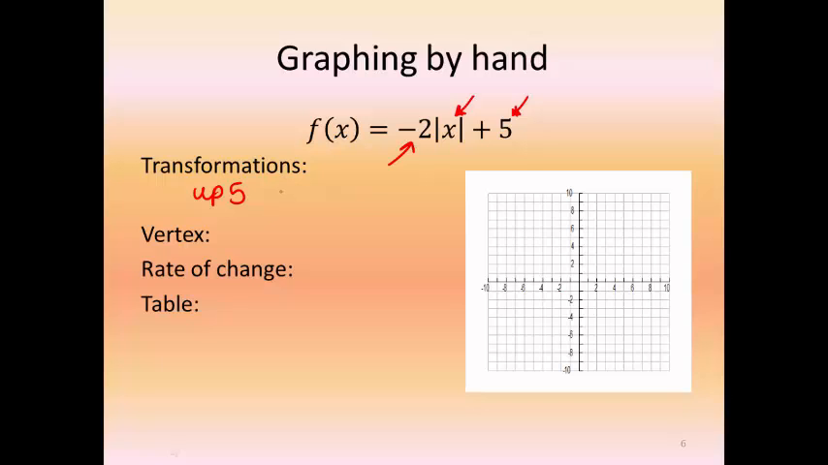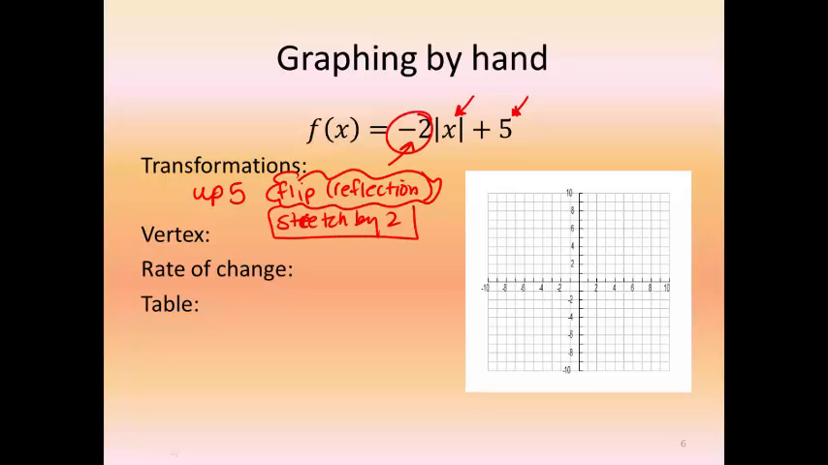That negative sign is actually a flip. It's called a reflection. Okay, then we also have a stretch by 2. So we had two things that went on with that -2. The negative is the flip. It flips it upside down. And the stretch by 2.